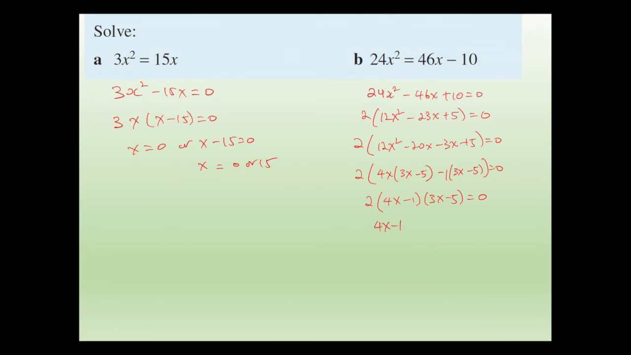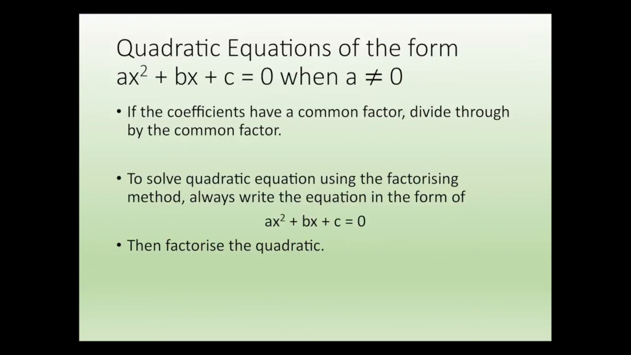Knowing that 2 cannot be 0, the null factor law will state that 4x minus 1 equals 0, or 3x minus 5 equals 0. Therefore, x equals 1 over 4, or 5 over 3. It is alright if you leave it in fraction, unless we state it. So here, just a summary.